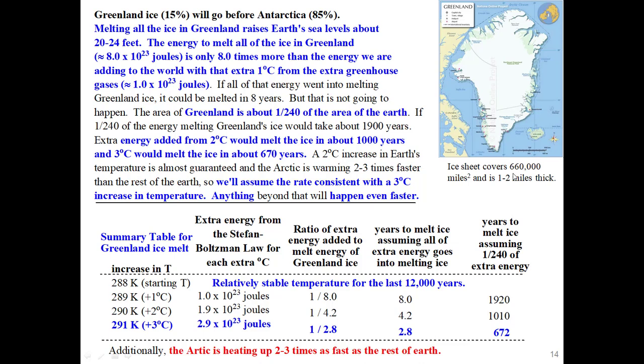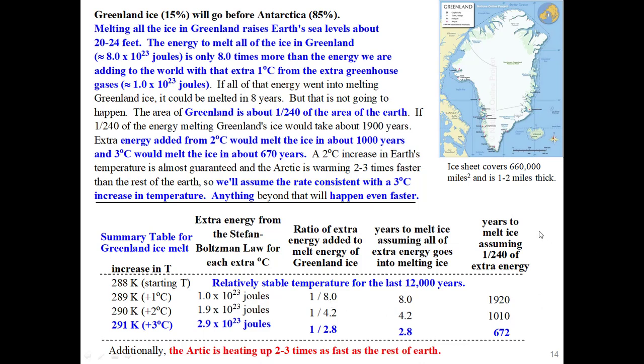Okay, the ice sheet covers 660,000 square miles, and it's about 1 to 2 miles thick. So that is such an incredible amount of ice. Again, it's just incomprehensible. But they're saying we could do that if we took all that energy and did it in once to Greenland ice. That's not going to happen, of course.